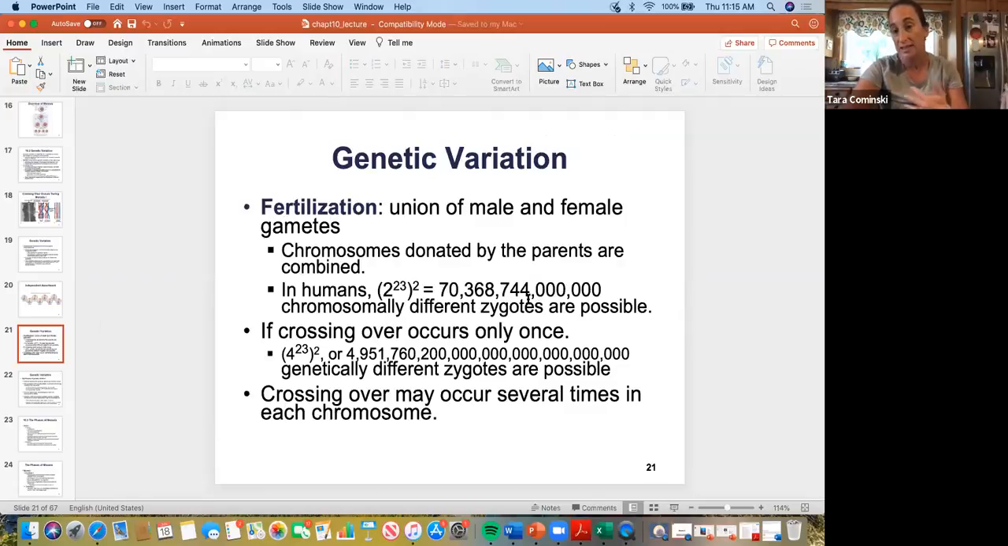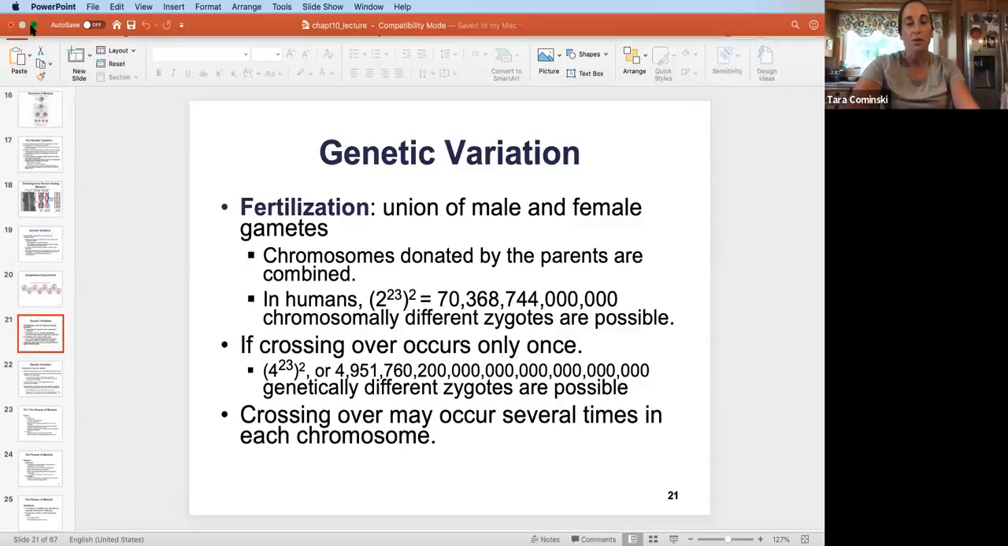So that's a ridiculously large number in terms of variation that is just caused by independent assortment, okay? And then if you have crossing over, which we talked about occurring only once, you can see how much bigger this gets, okay? And crossing over often happens many more times than once, all right? You don't need to memorize these numbers, just so you know, in case somebody's going to ask that. That's not what it's about. It's just meant to illustrate how much variation this really brings about, okay?